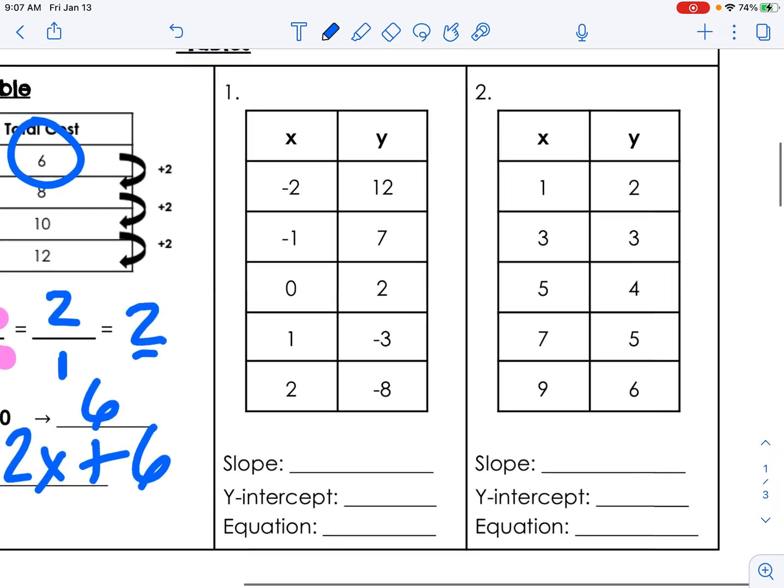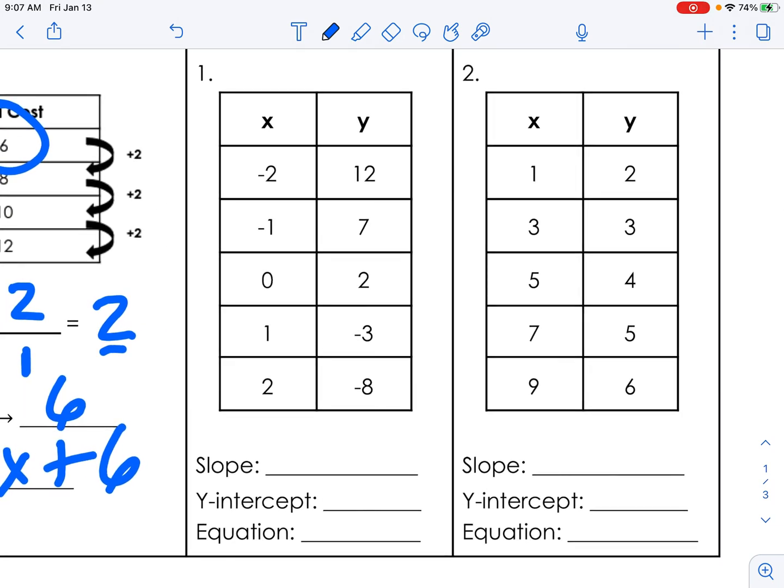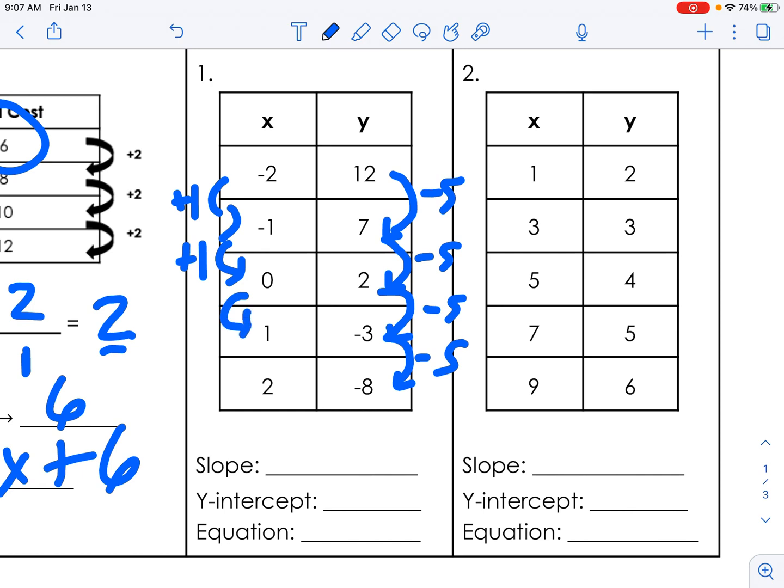Here's another example. How do we get from 12 to 7? How do we get from 7 to 2? And from 2 to -3, and from -3 to -5. We are subtracting 5 each time. Now sometimes it won't be the same all the way down. And on the x's, we continue to add 1 for your change in x.